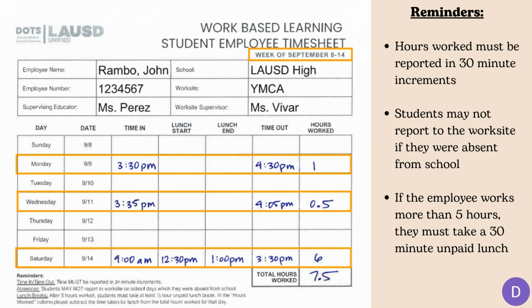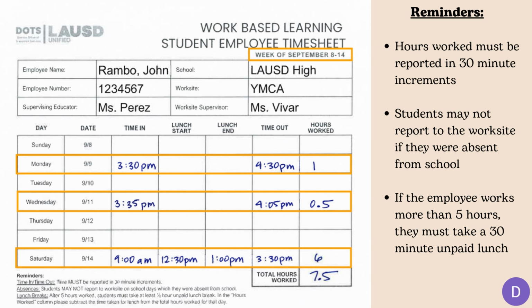Before you complete the timesheet, here are a few reminders. You are only allowed to work in 30-minute increments. Secondly, if you are absent for a full day, you are not allowed to report to your worksite. Lastly, if you work 5 hours or more, you must take an unpaid lunch break and record those times. Let's go ahead and take a look at the student's weekly log.